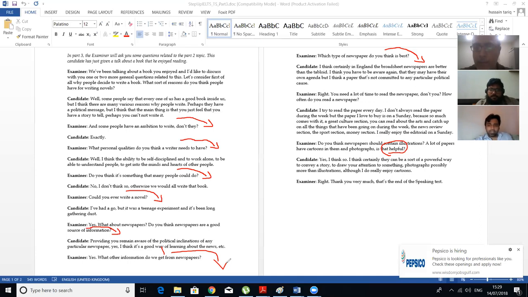Okay. Do you think newspapers should contain illustrations? A lot of papers have their cartoons in them and photographs. Is that helpful? Okay. Wonderful.